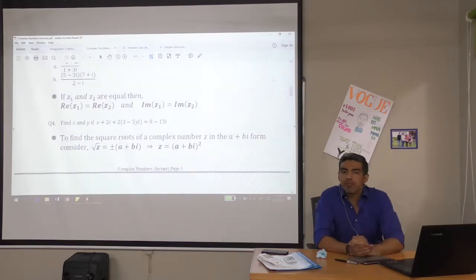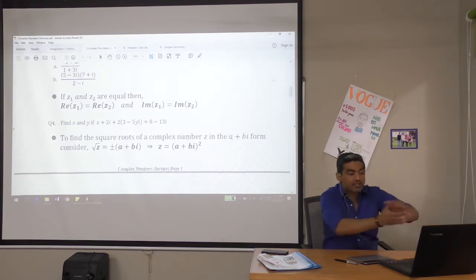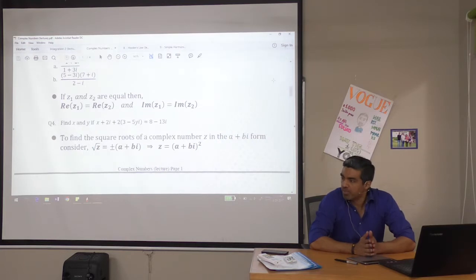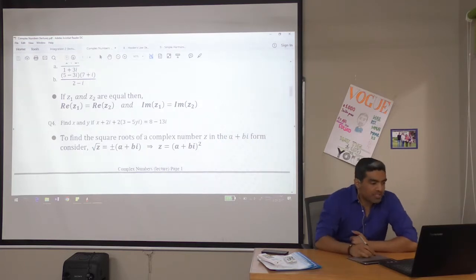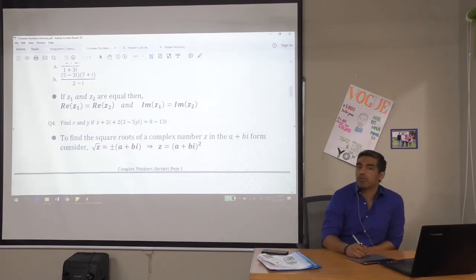Okay guys, we did question number 3, and the next thing is to find, comparing two complex numbers if they are equal. So if two complex numbers are equal, then their real parts have to be equal as well, and the imaginary parts must be equal as well. So if Z1 and Z2 are equal, then the real part of Z1 must be equal to the real part of Z2, and the imaginary part of Z1 must be equal to the imaginary part of Z2.